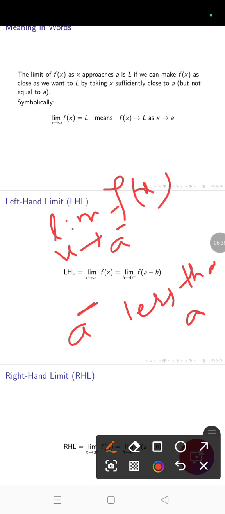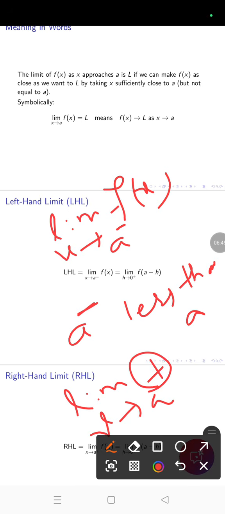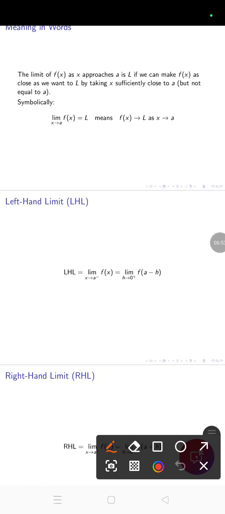Similarly, in case of RHL we write the limit as x tends to a plus, and this a plus means we approach a from the right hand side. a plus means it is greater than a.